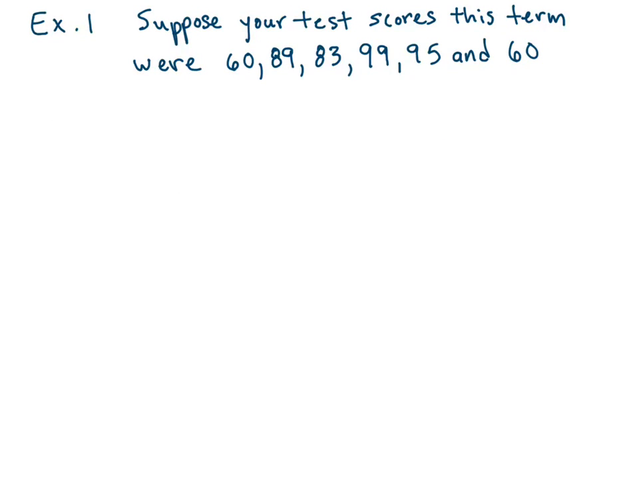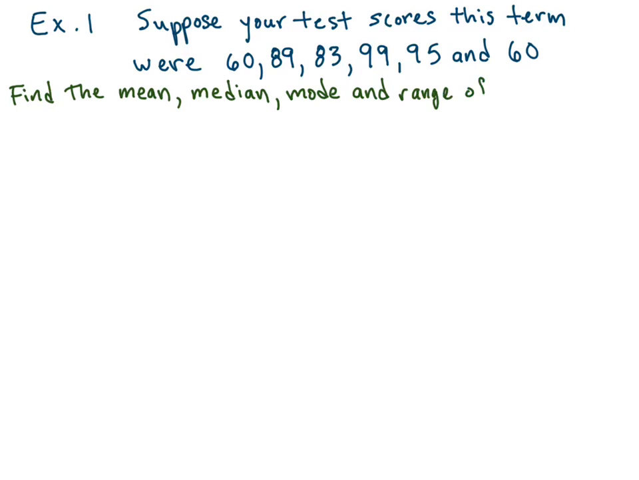All right, so here's an example for you. Suppose your test scores for this term were 60, 89, 83, 99, 95, and 60. I want to find the mean, median, mode, and the range for this set, just to see what that would be. Most of the time we'll score on a mean, but it might be kind of nice to know what the middle number is, the median. And so we'll see what those are going to be. First thing I do is just put it in order.